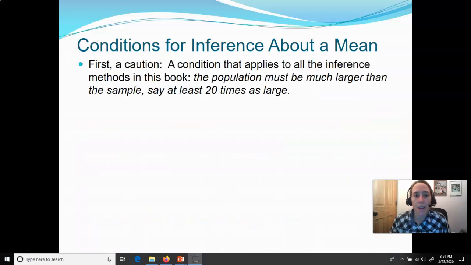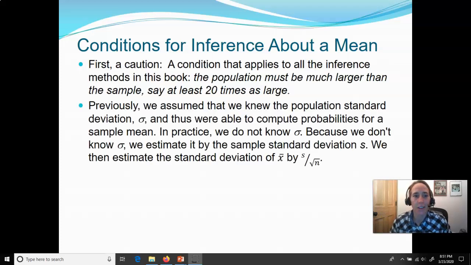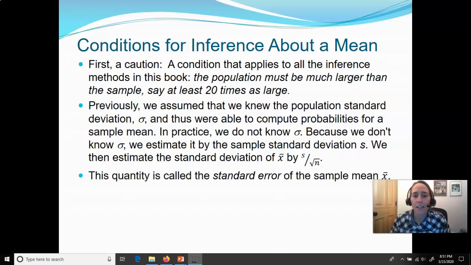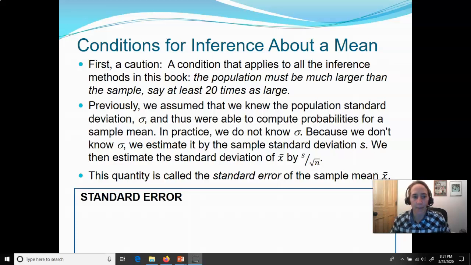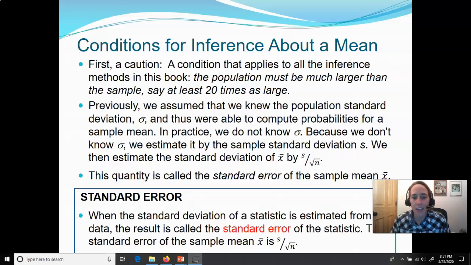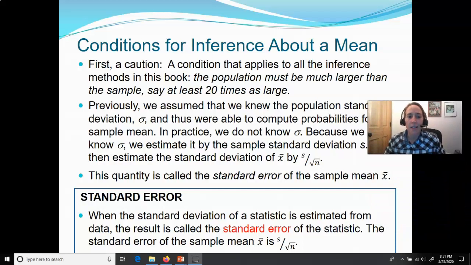So conditions for inference about a mean: our sample is going to be large enough if the population is at least 20 times as large. Previously we assumed that we knew the population standard deviation, sigma, but now we don't. So our next thing is that we know the sample standard deviation. That's s divided by the square root of n, as we see here. This quantity is called the standard error of the sample mean. So s divided by the square root of n is the standard error. When the standard deviation of a statistic is estimated from the data, the result is called the standard error of the statistic, as we have seen.